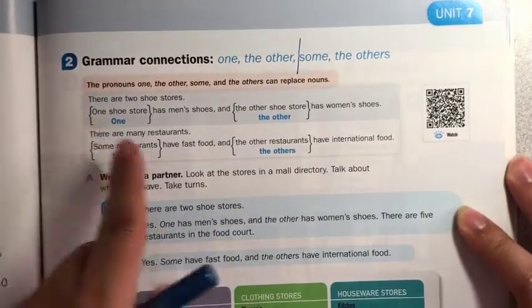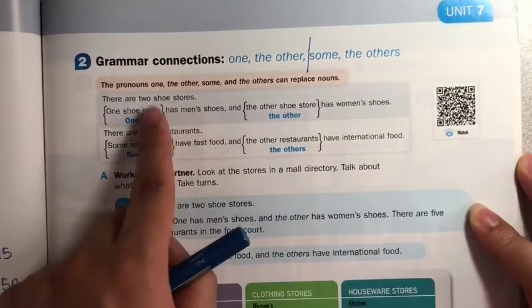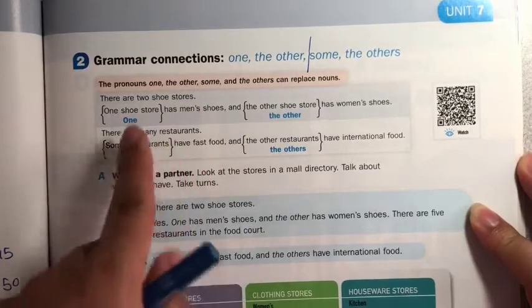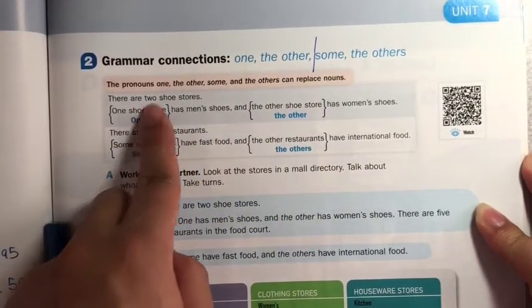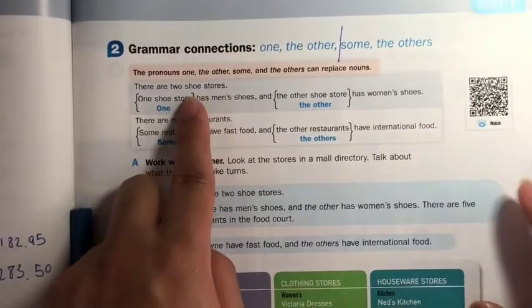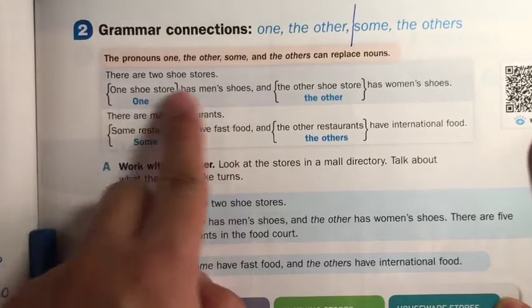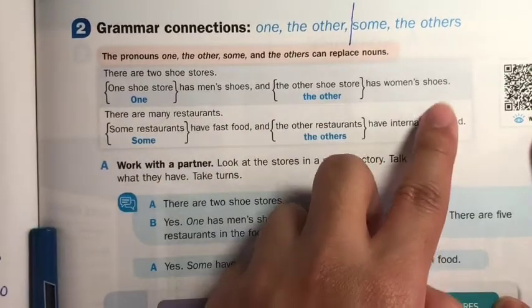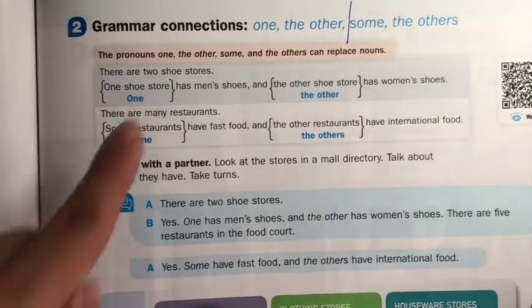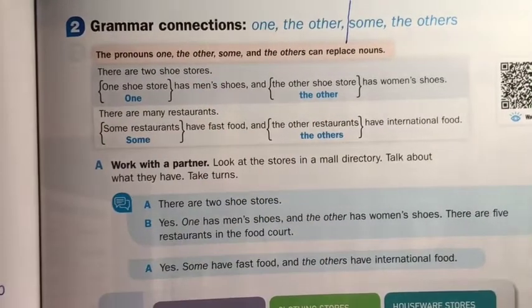So, let's start with two. When we have two stores, we're comparing two stores. We use one and the other. So let's say there are two shoe stores. One shoe store has men's shoes, and the other shoe store has women's shoes. We use one and the other when we're talking about two stores.